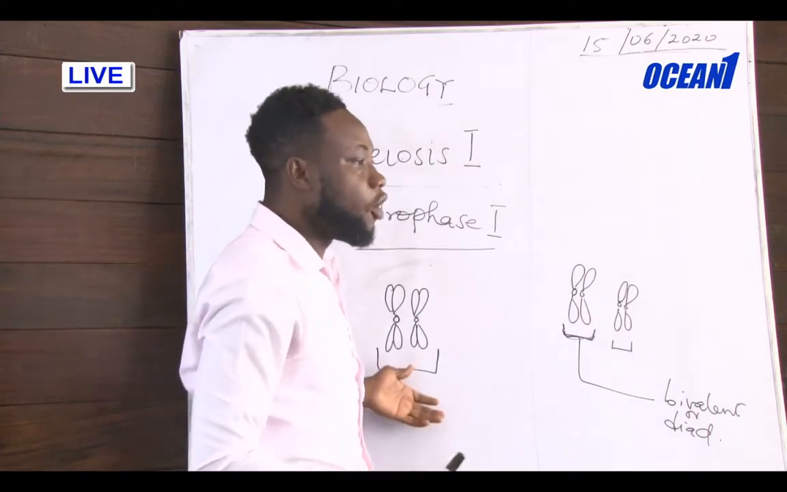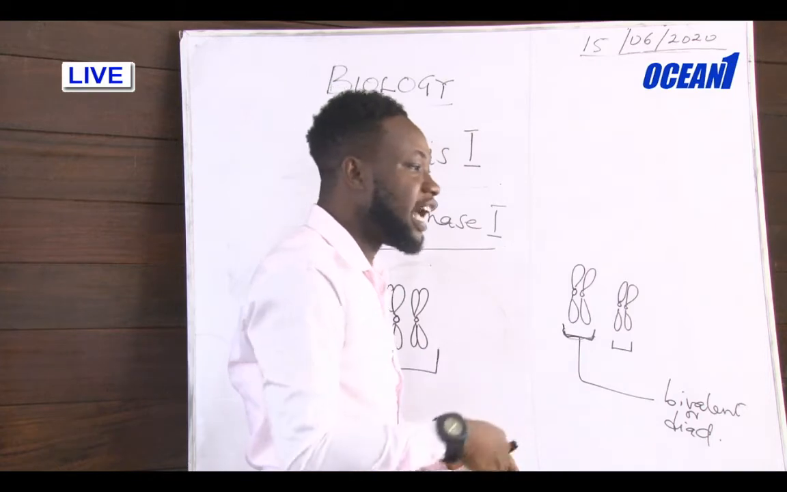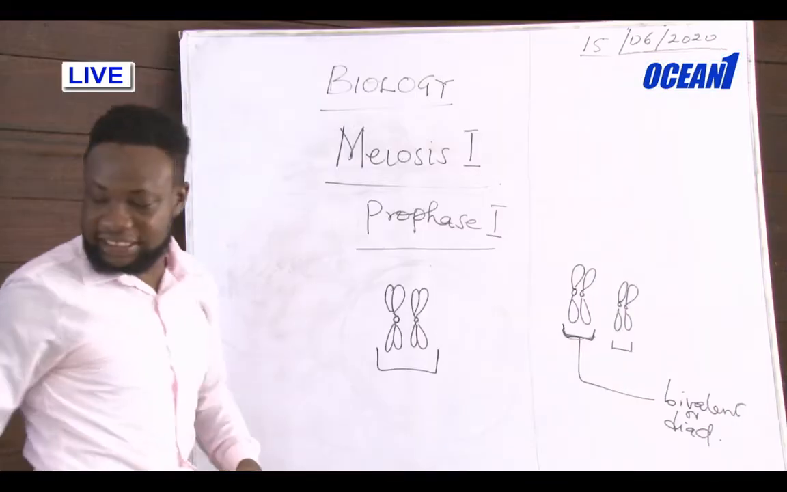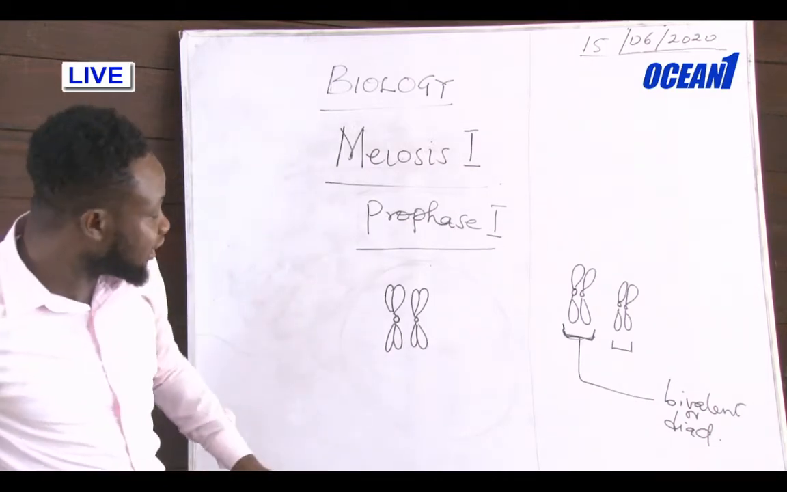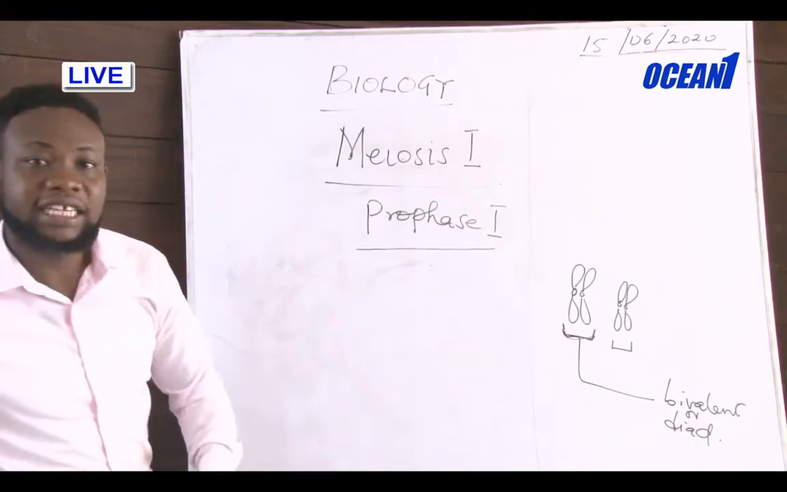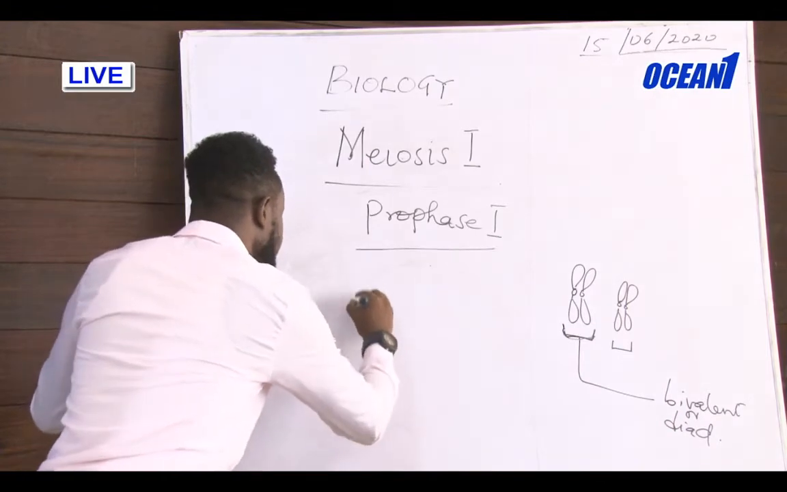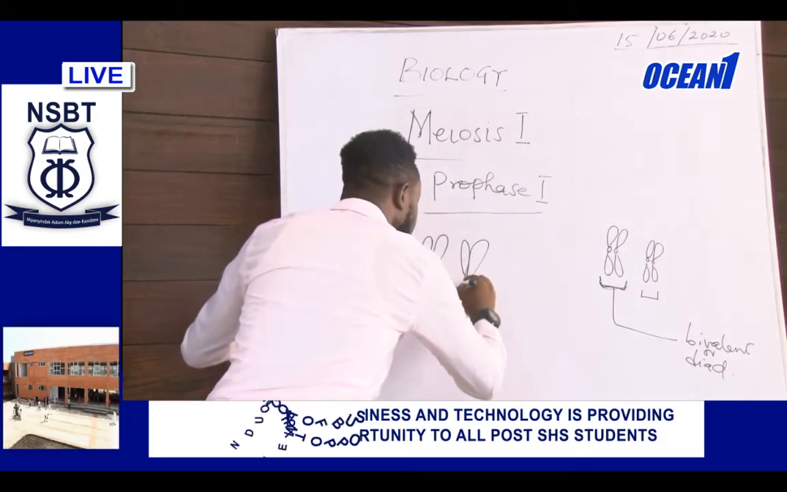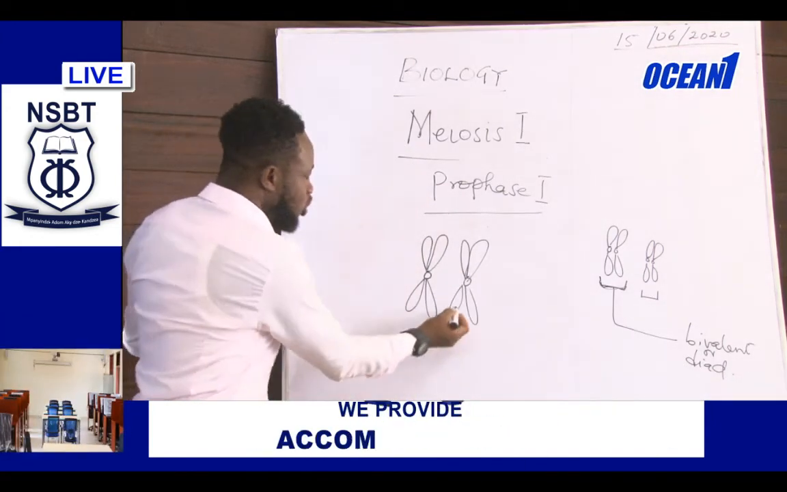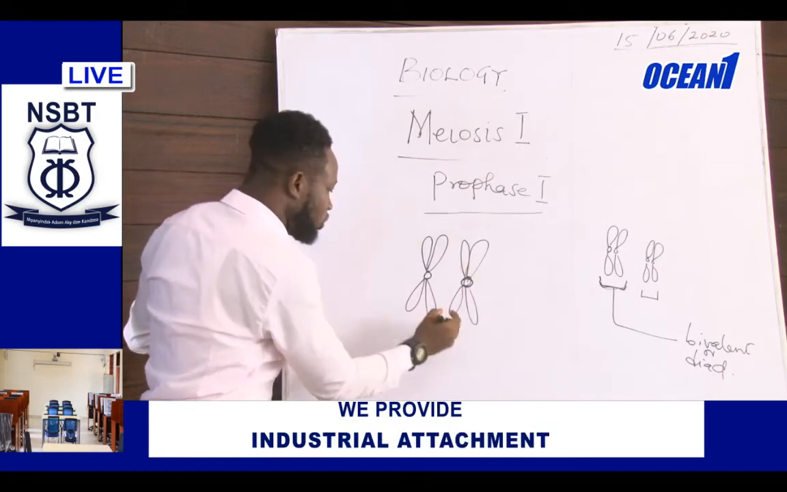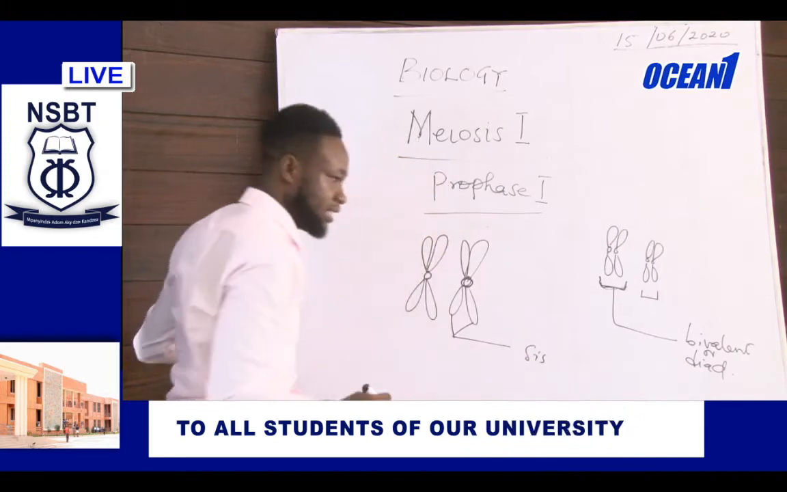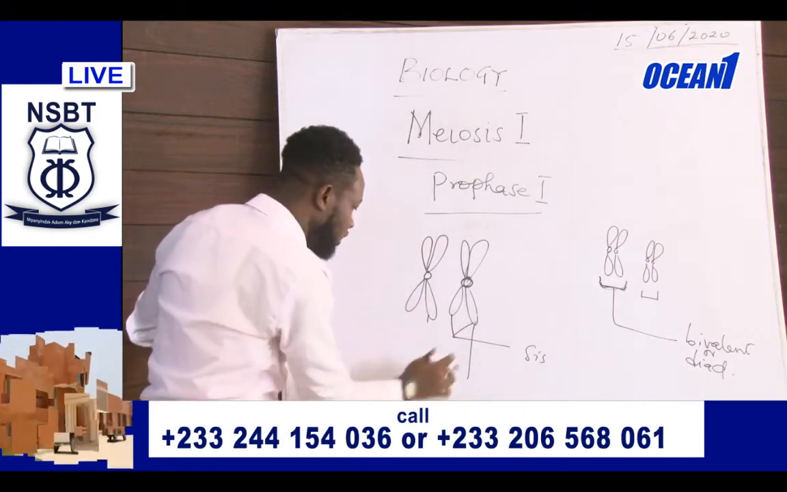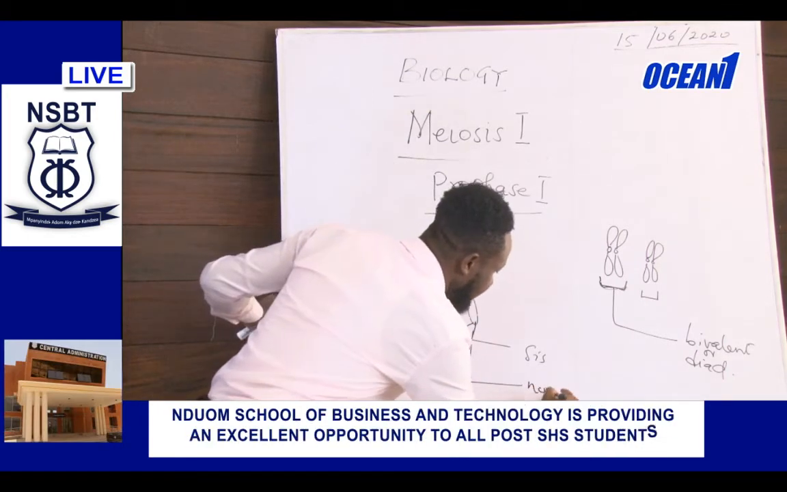All right. Over here, the chromosomes do not separate completely because at some point along the length of the bivalent, non-sister chromatids form a crisscross. Now, let's consider this tetrad, and let's understand something here. When you mention sister chromatid, let me draw them again to explain sister chromatid and non-sister chromatid. So if I have a chromosome like this, these are the chromosomes lying together. The two arms of one chromosome, this and this, is referred to as a sister chromatid. Then this arm and this arm, one arm of the next chromosome and one arm of the other chromosome joined together, these two form the non-sister chromatids.